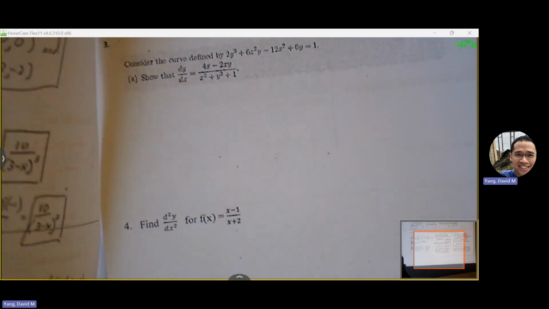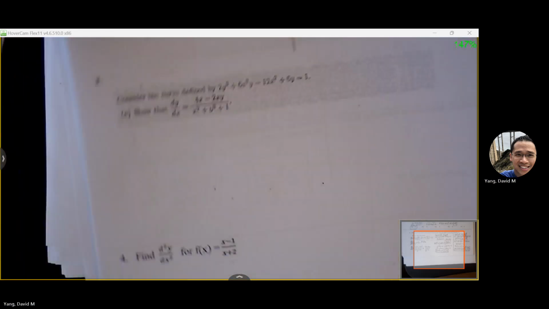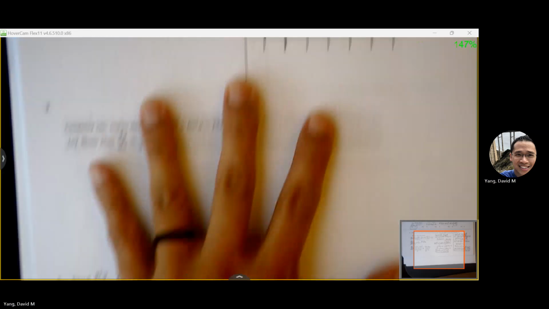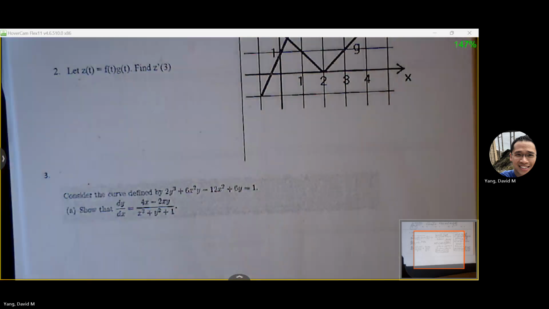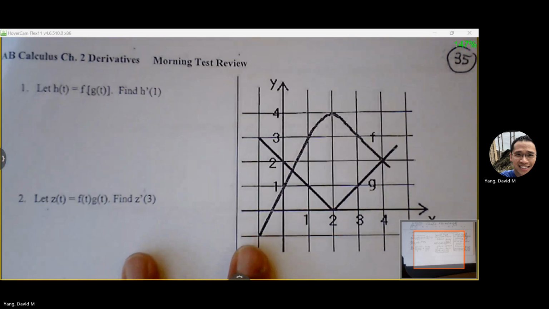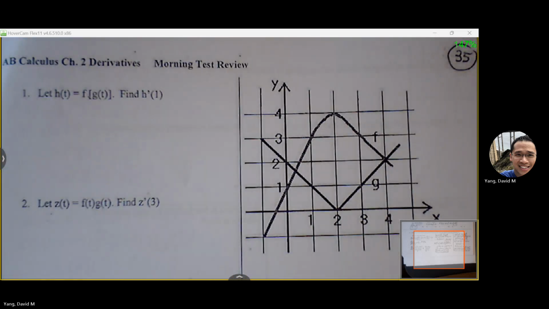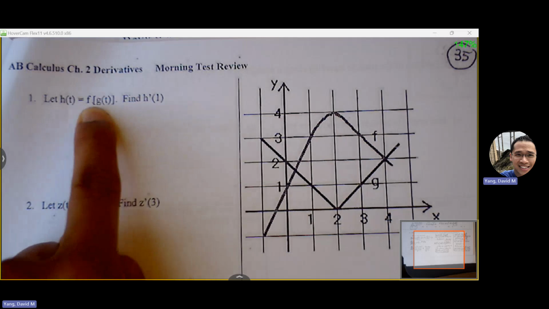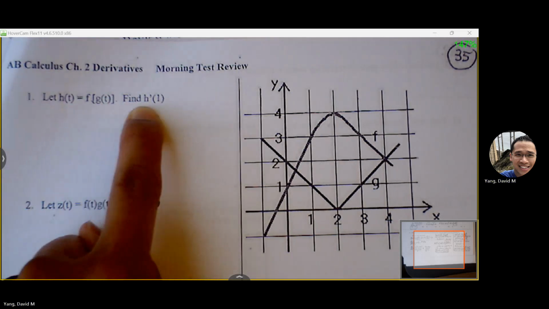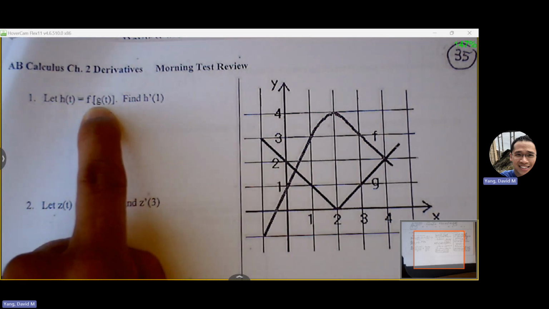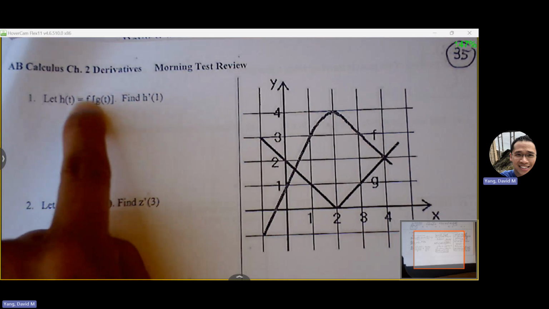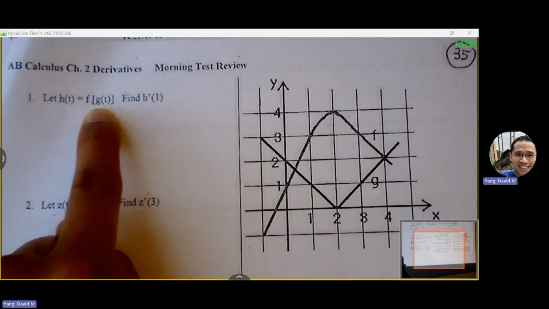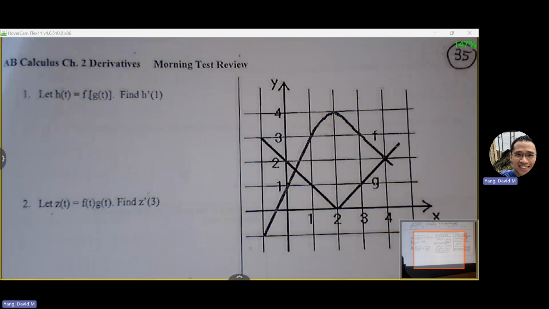Okay, page 35. Number 1 says let h of t equal f of g of t, find h prime of 1. So f of g of t, if we want to find the derivative, what do we have to go through? Chain rule. Okay, try that. See if you can get your chain rule to show up.